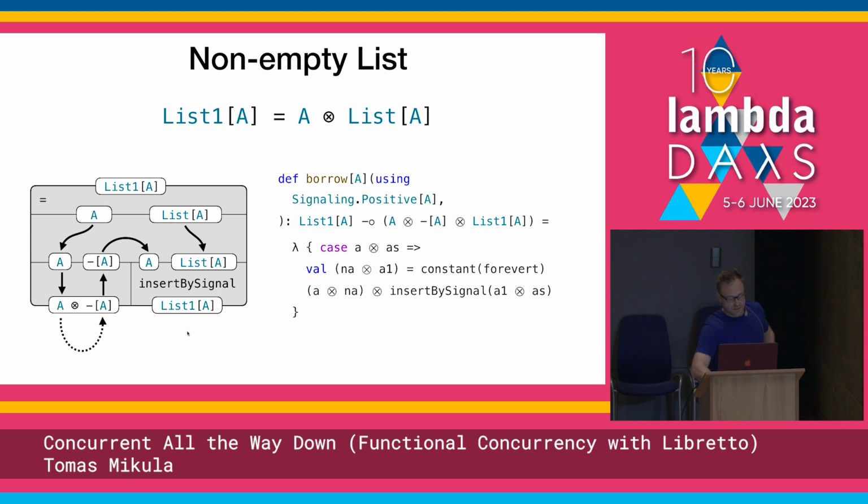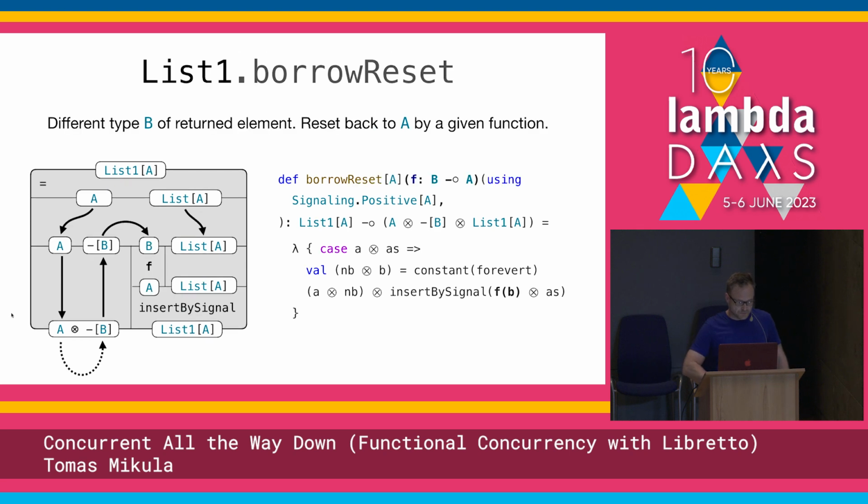What if the element that is used by the consumer here changes type, so that the returned element, the used element, has a different type? So we do that, and the only change we need to make is to reset the returning element using some provided function f back to a fresh element that can be borrowed again.